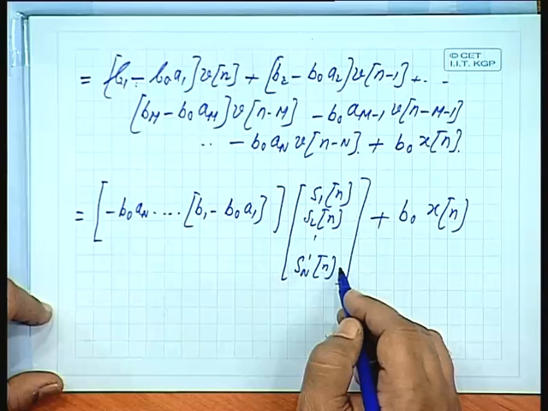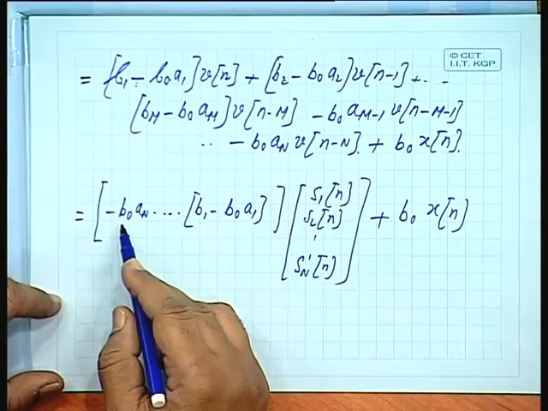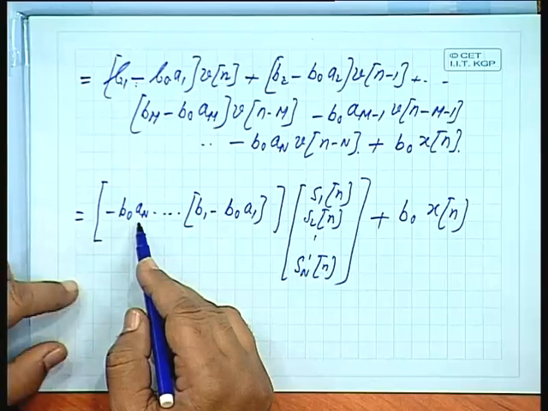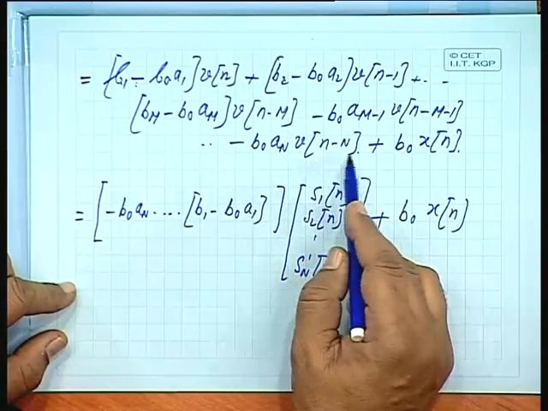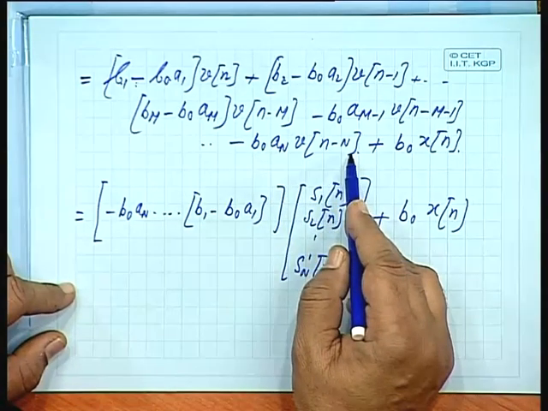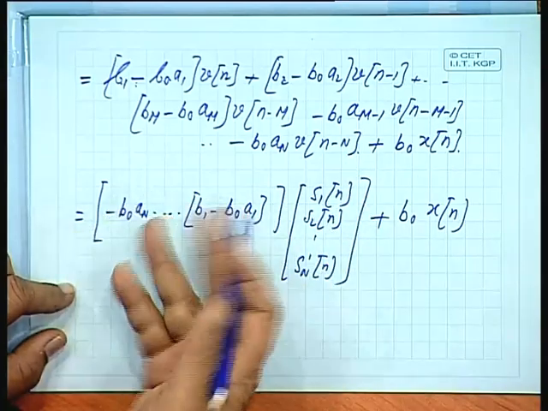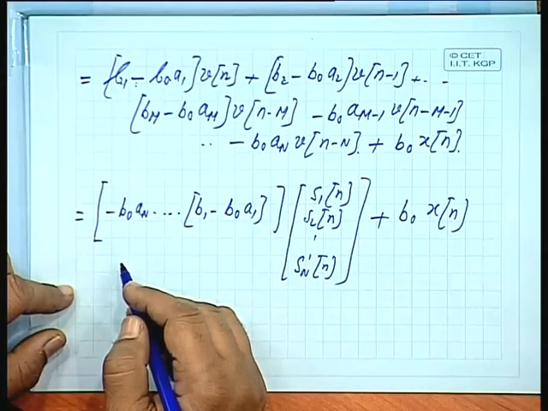Is this all right? It is not correct? Okay. Fine. Let us see what it is. Minus b0 an, b0 an into Vn minus n. What is it? That is S1. So, it should have been reversed. It should have been the other way.